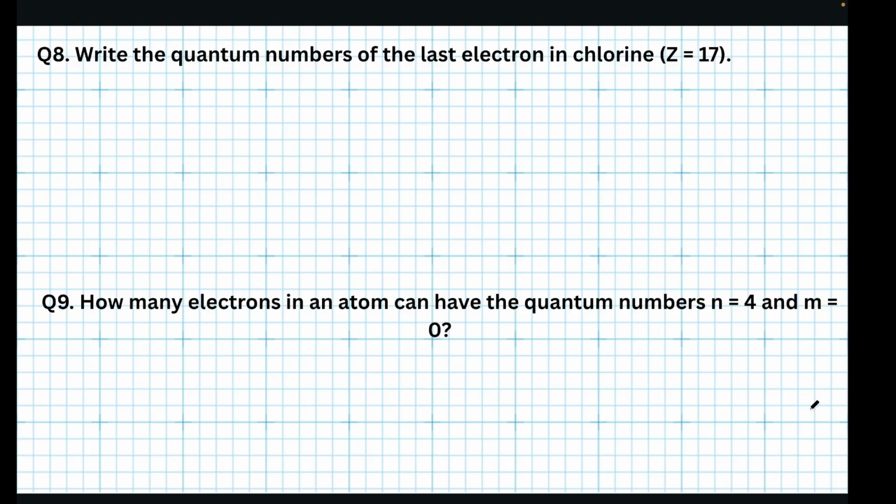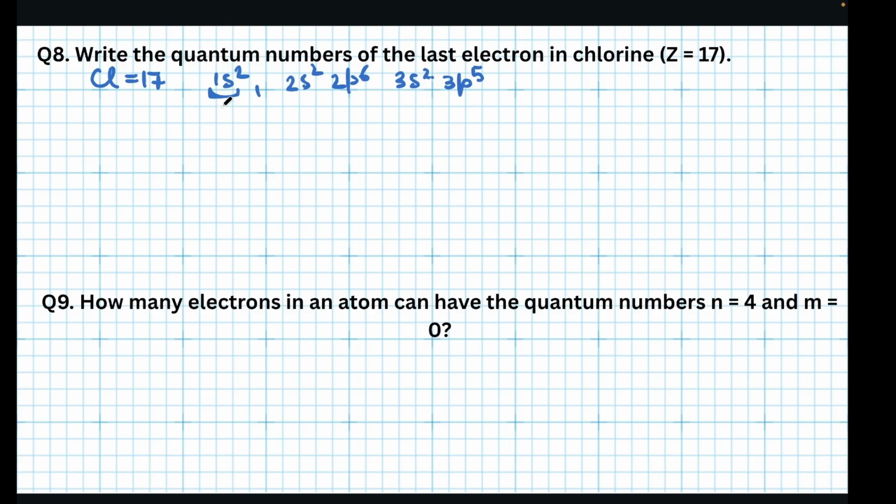Next question is, write the quantum numbers for the last electron in chlorine. So as mentioned here, the atomic number of chlorine is 17. So the electronic configuration is 1s2, 2s2, 2p6, 3s2 and 3p5. So we need to fill all the electrons according to the octet rule.